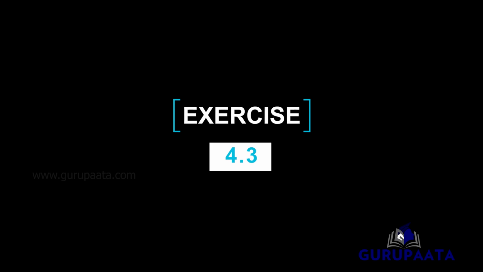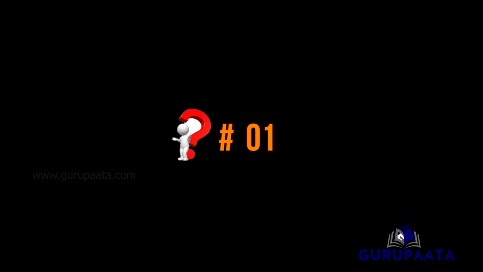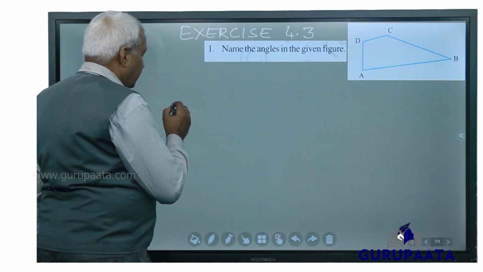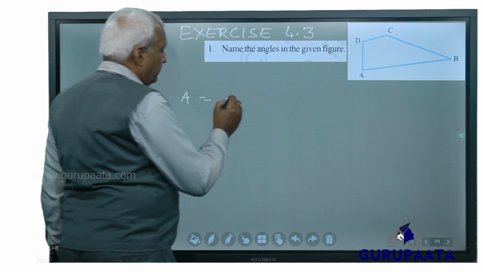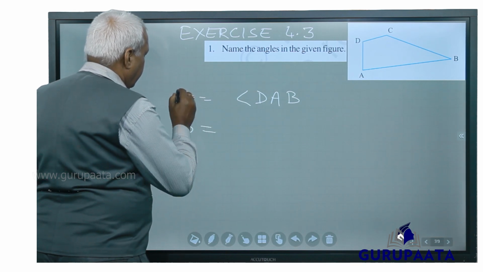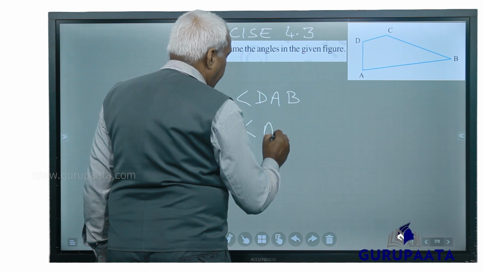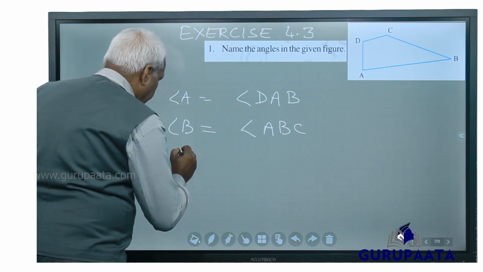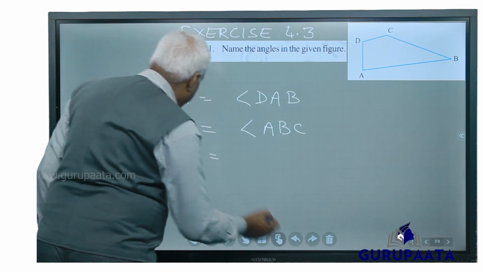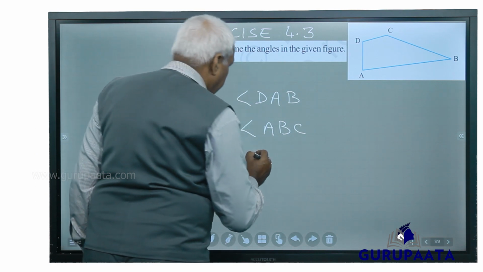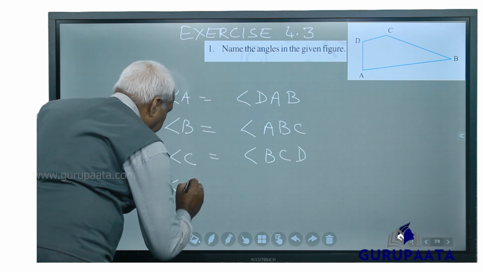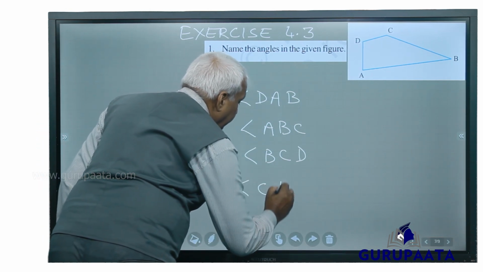Okay. Now we are going to start exercise 4.3. Question number 1. Name the angles in the given figure. Okay, the figure is there. So we will write the different angles. Angle A is equal to angle DAB. Angle B is equal to angle ABC. Angle C is equal to, here we will amend it so it should not create confusion, angle BCD. Angle D is equal to angle CDA.